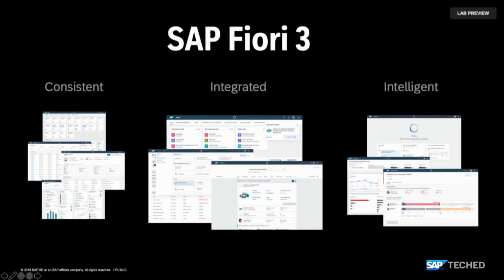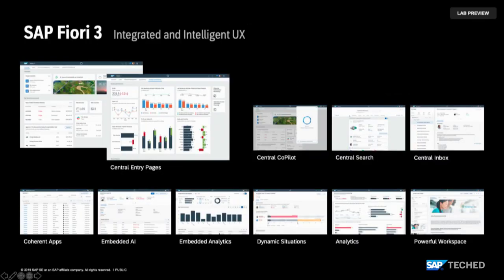So the three main values: consistency, you saw that already, integration and intelligence, that's what I'm going to talk a little bit more about. As a rough overview on the integration and intelligence part: central entry pages, Copilot as a central instance, enterprise search, and also a central inbox for tasks and work items. Those are the main integration points.